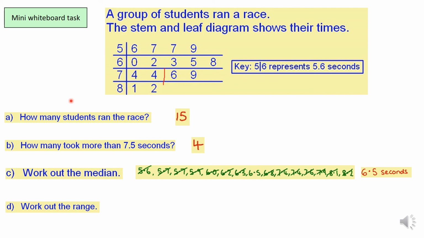Work out the range. The range is your biggest, your highest data, take away your smallest data. Your highest data is 8.2, and your smallest data is 5.6. So you do 8.2 minus 5.6 equals 2.6 seconds. There you go, that's your range. Hopefully you had no difficulty doing that question.